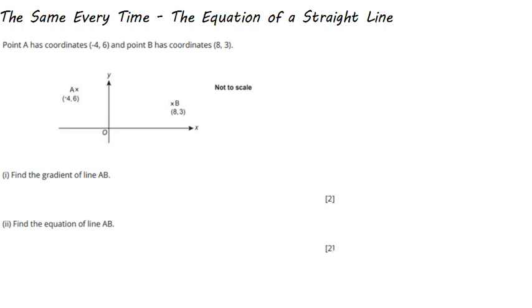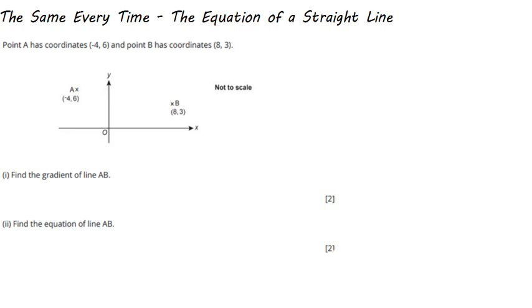So what have we got here? Exam question worth 4 marks. Point A has coordinates -4, 6. Point B has coordinates 8, 3. Find the gradient of the line AB. So the gradient of the line from A to B, the gradient of that straight line just there.